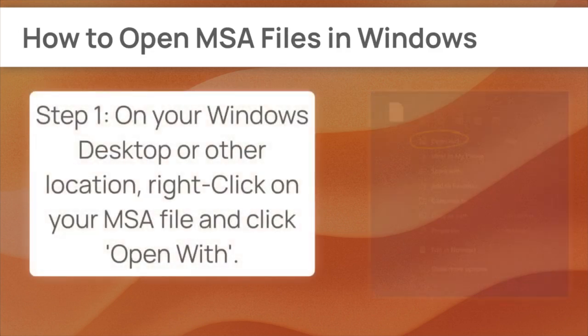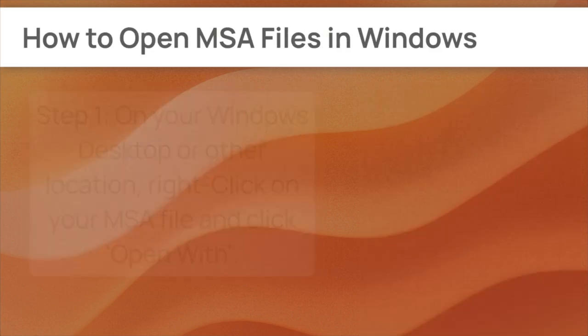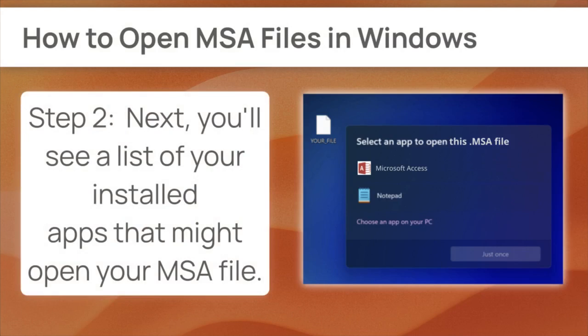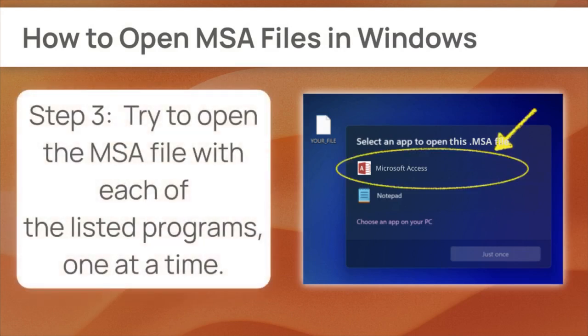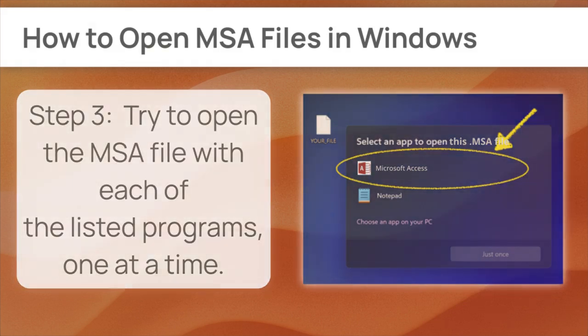We are performing a quick elimination test. Right-click the MSA file and choose Open With. If Microsoft Access is present, test it now. If not, choose another application. One of them is the key.